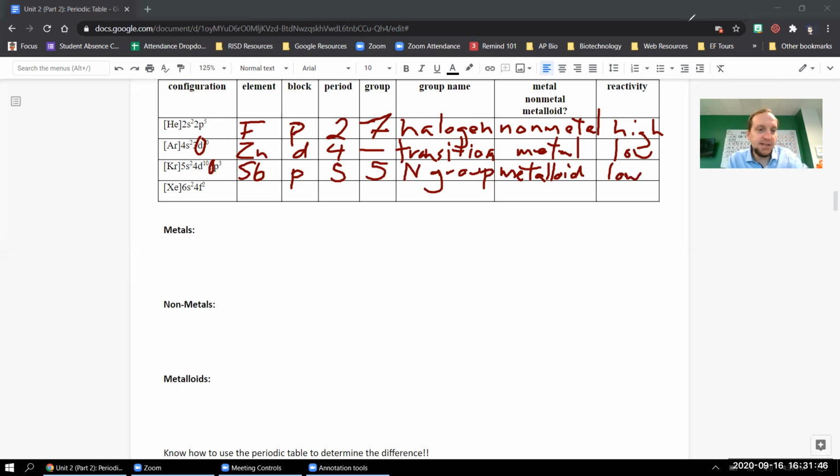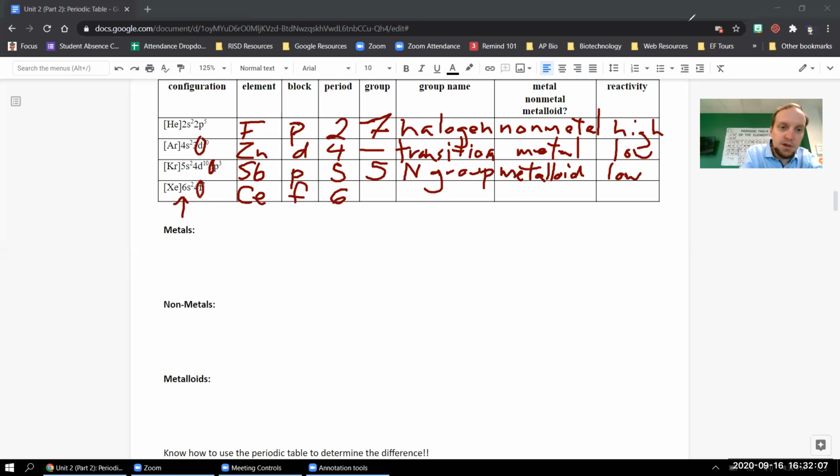The last one, we have xenon, 6s2, 4f2. That's way down at the very bottom, the actinide and lanthanide series. That is going to be cerium, Ce. That is in the F block. Because of that, again, it's all the way down. As you guys can see, it's in the 6th period.